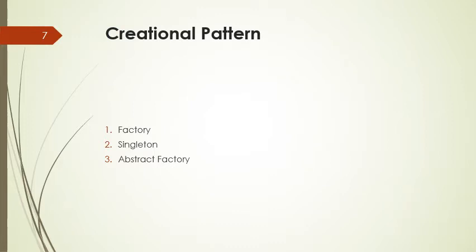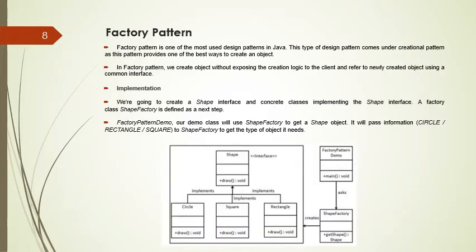In the creational pattern, we shall see three types of patterns: factory pattern, singleton pattern, and abstract factory. The first pattern is the factory pattern. It is one of the most used design patterns in Java. This type of design pattern comes under creational pattern, as this pattern provides one of the best ways to create an object. In this pattern, we create an object without exposing the creation logic to the client and refer to the newly created object using a common interface.